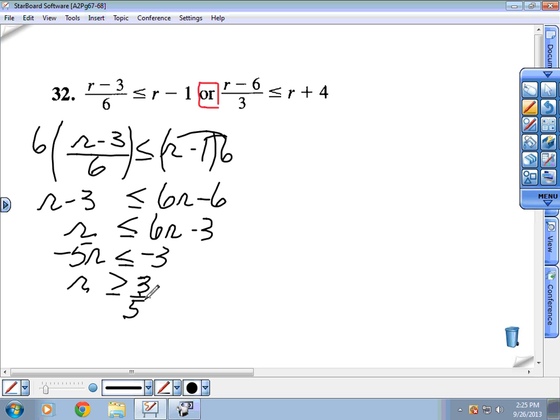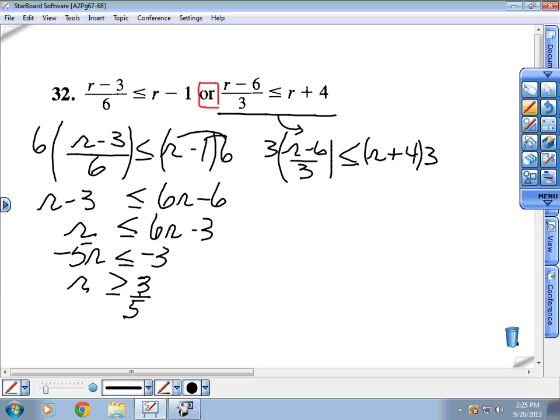Okay, now on the right-hand side, this equation over here, I'm going to do over here, (r minus 6) over 3 is less than or equal to r plus 4. Now I'm going to multiply both sides by 3 to get rid of this fraction. Once I do this, I just end up with r minus 6, which is exactly what I wanted. Less than or equal to, distribute the 3, and I get 3r plus 12.